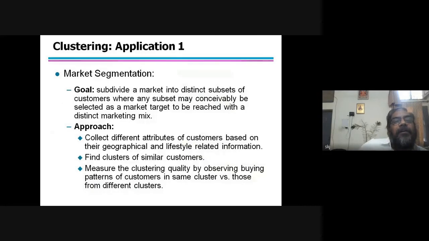Few examples of clustering are shown here. Market segmentation. Your goal is to subdivide a market into distinct subsets of customers, where any subset may conceivably be selected as a market target to be reached with a distinct marketing mix. So here we want to divide market into subsets. So market subset means subsets of customers.